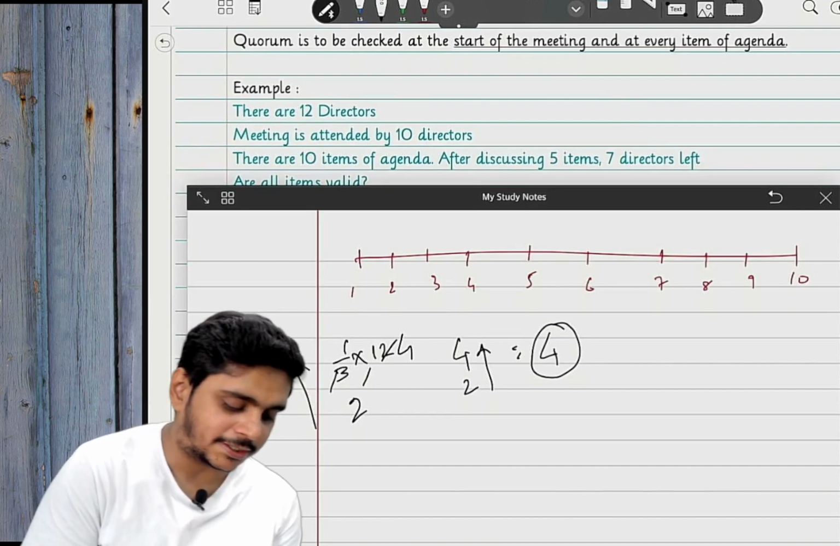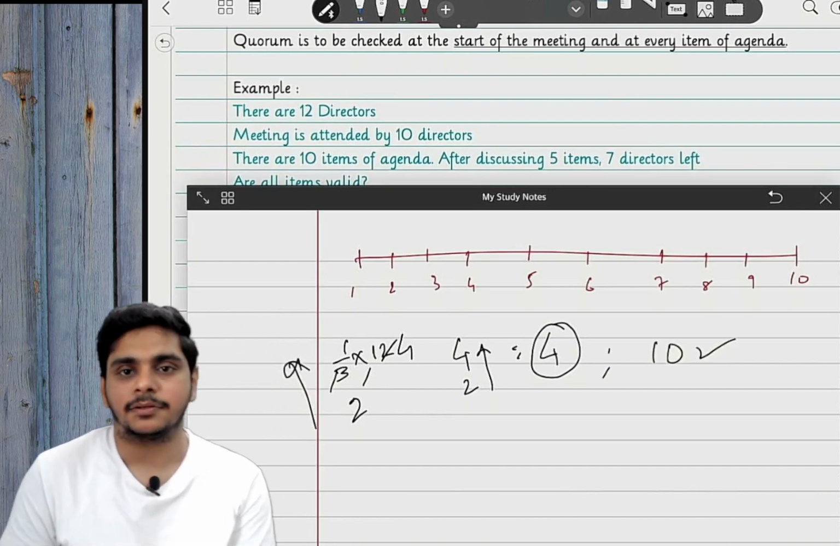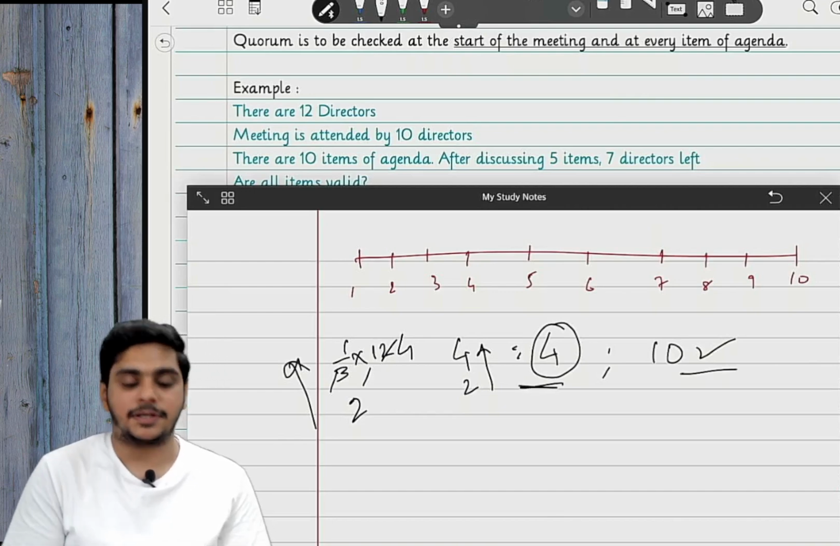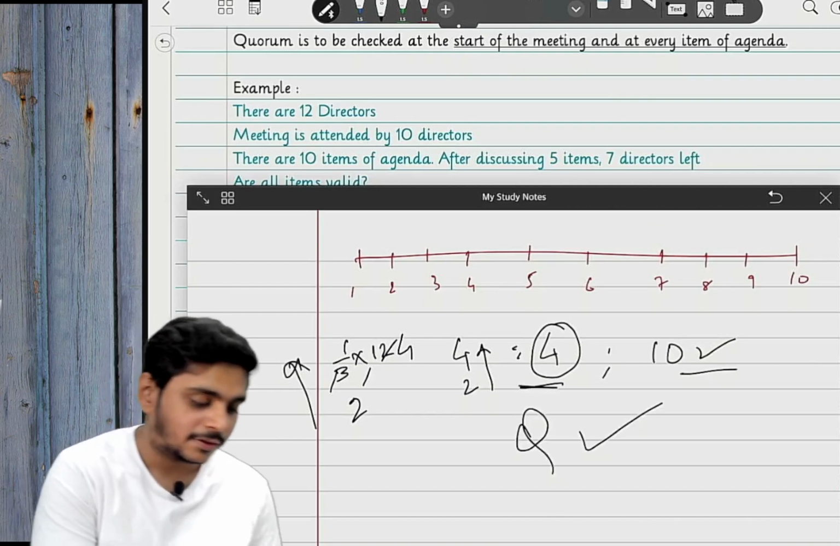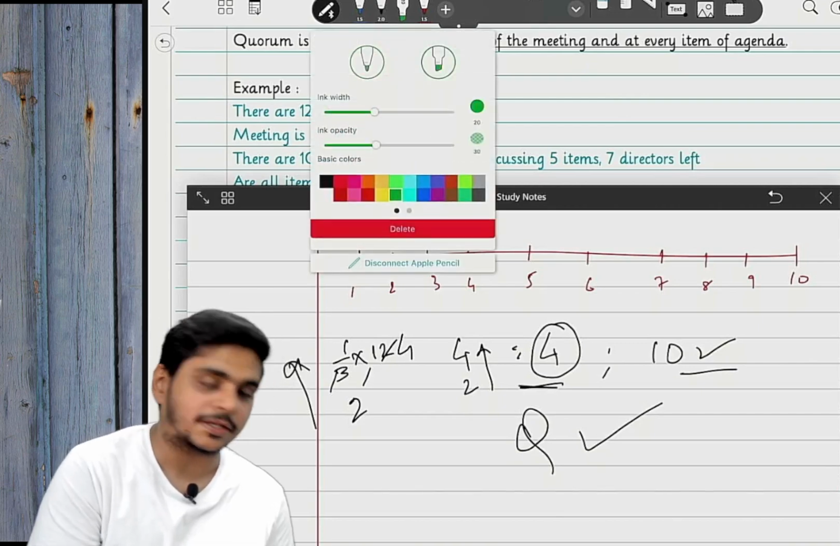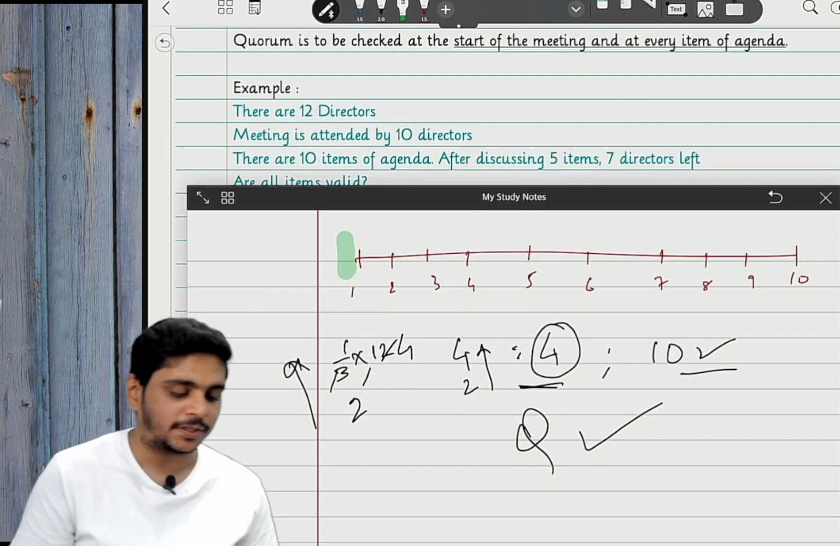Then it says the meeting is attended by 10. So 4 should attend, 10 have attended. So quorum achieved. So when does quorum have to be checked? At the start of the meeting. So we checked at the start of the meeting.